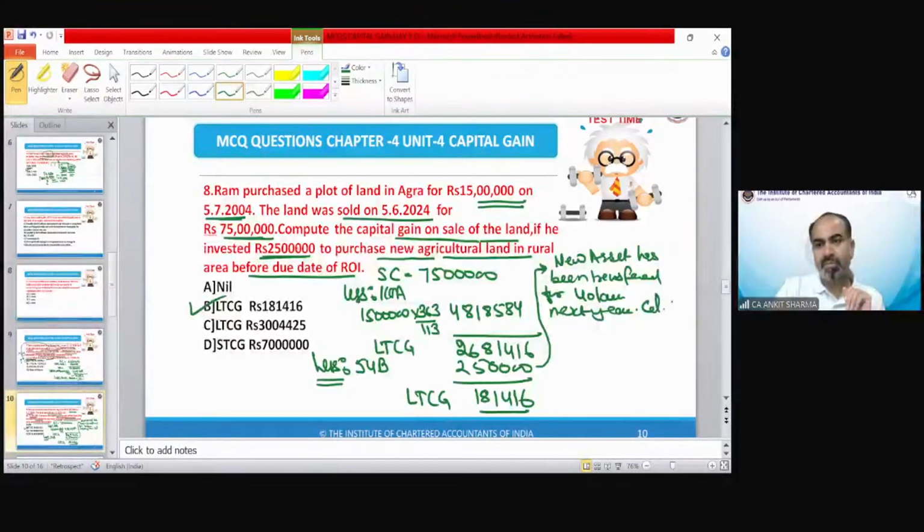Calculate capital gain. Can you tell me how much capital gain would be there in this scenario? If this new asset has been transferred, sold for 40 lakh rupees in next year, so how much capital gain would be there in the next year? Take your time and think about it.